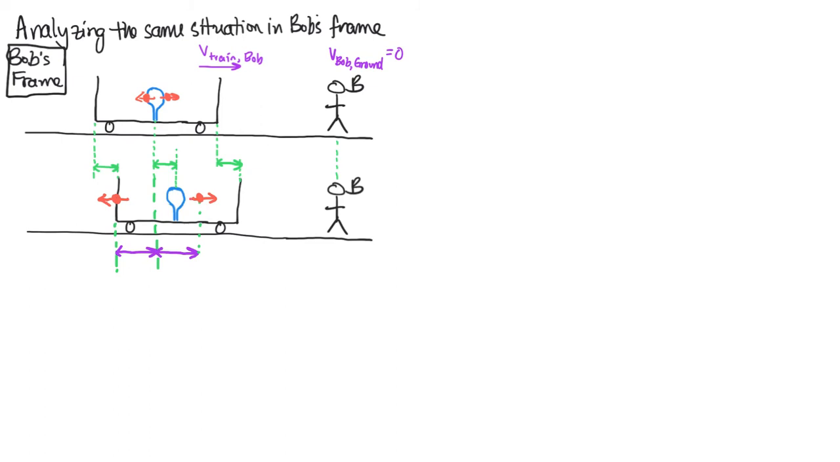There we go. So the first observation is that the left photon has hit the left wall, but the right photon is still traveling. It has not yet hit the right wall. But recall that in Alice's frame, the two photons hit the wall simultaneously. But here the left photon hits the left wall before the right photon hits the right wall. And there's a very simple explanation as to why that is.